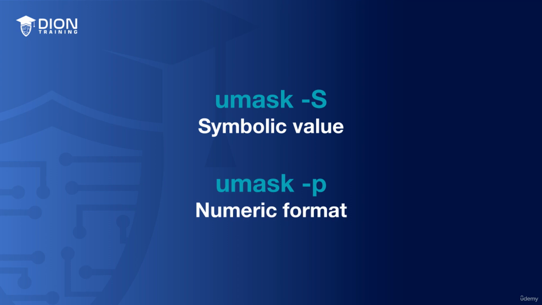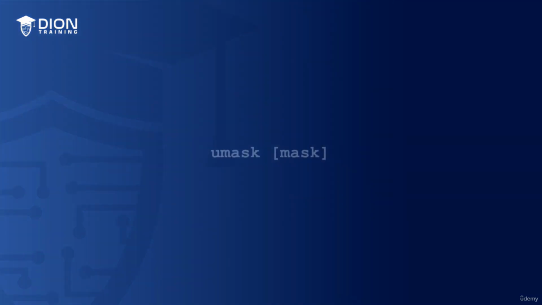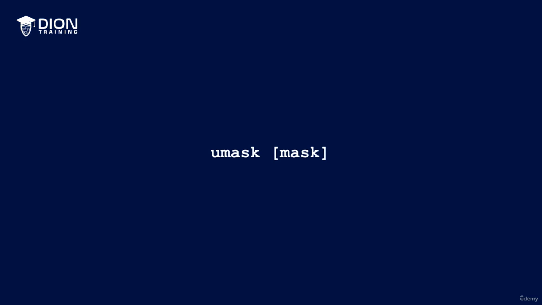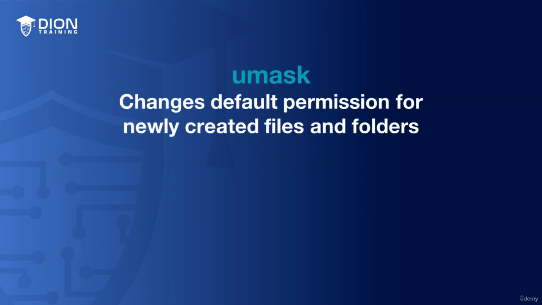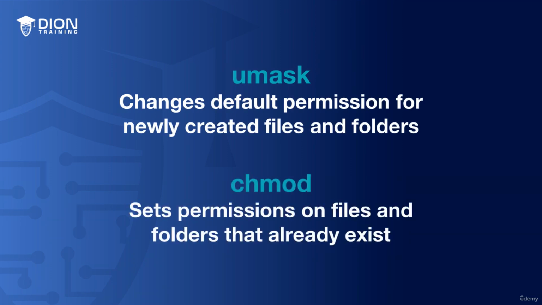Now to set the umask for a file or directory, simply enter umask and the mask you want to assign, which is the numeric value of the mask you want to apply. Keep in mind, though, the difference between umask and chmod is that umask is used to change the default permissions for all newly created files and folders, whereas chmod is used to set the permissions on files and folders that already exist.